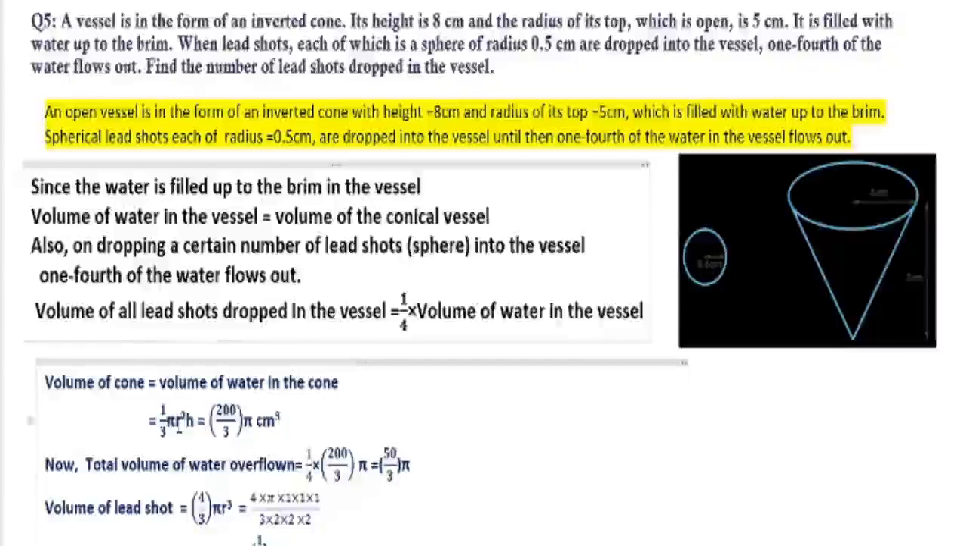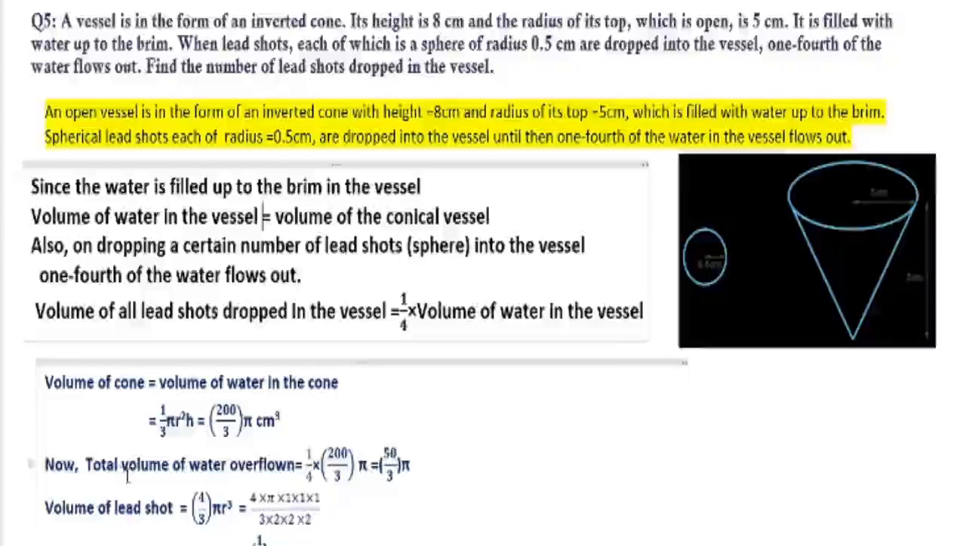That is, the volume of the cone is equal to the volume of water in the cone. That means we can use the formula for the volume of a cone. Volume of a cone is 1/3 pi r square h. Here r is equal to 5 cm and h is 8 cm. Now put the values. You will get 200/3 pi centimeter cube. This is the volume of water in the cone.